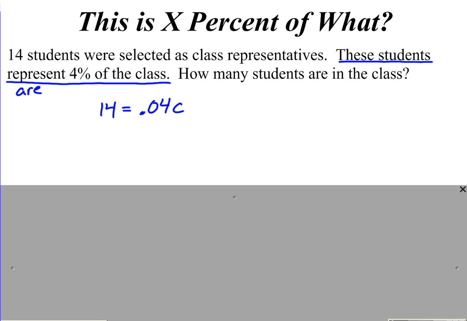4%, remember we changed to 0.04 because we must change to a decimal. Solve this for the class size, divide by 0.04. Plug that into your calculator, 14 divided by 0.04. The class size is 350 students.